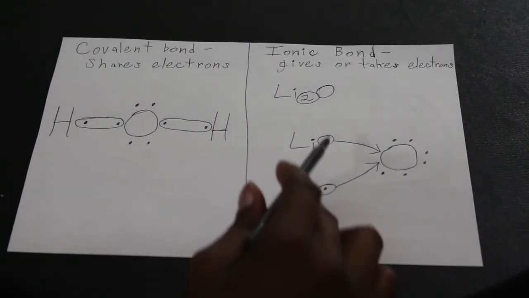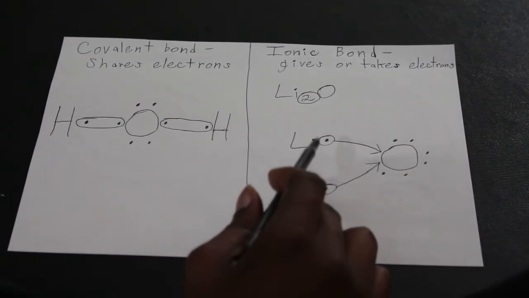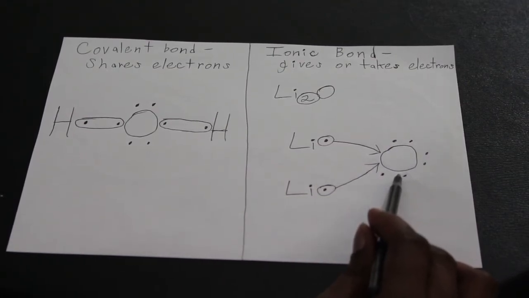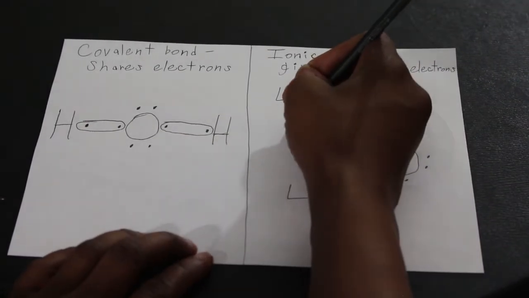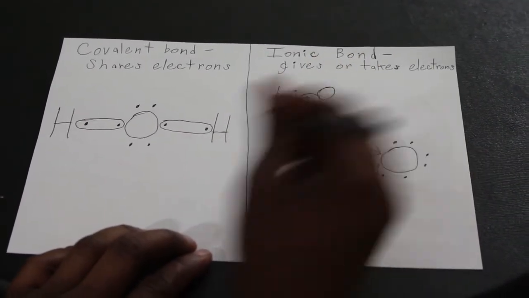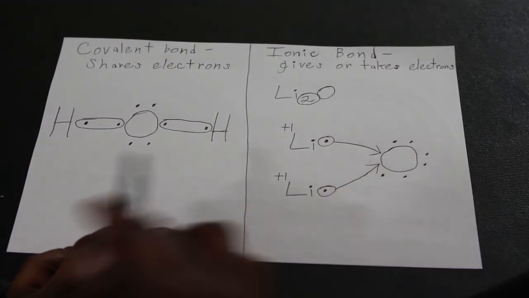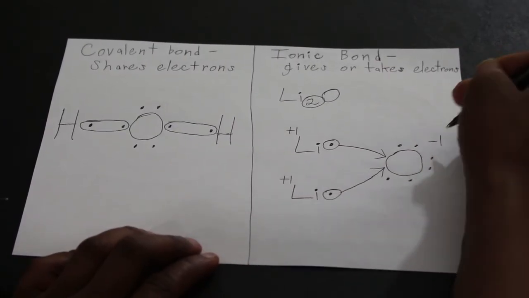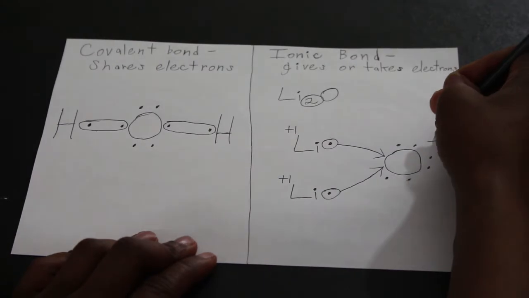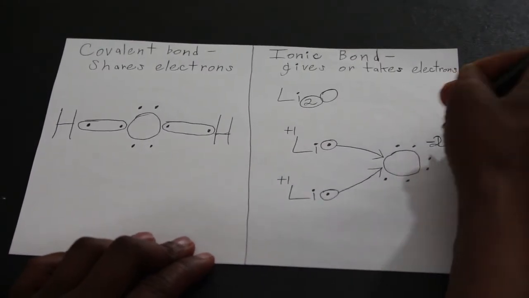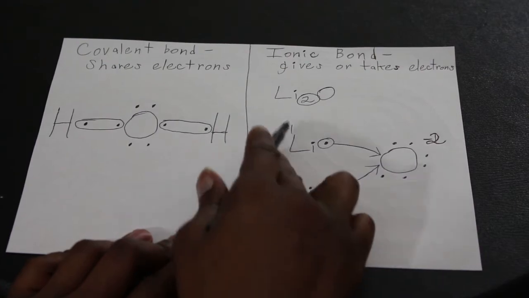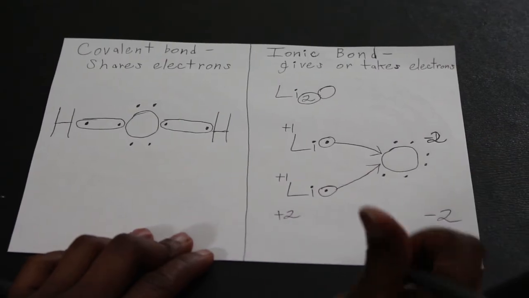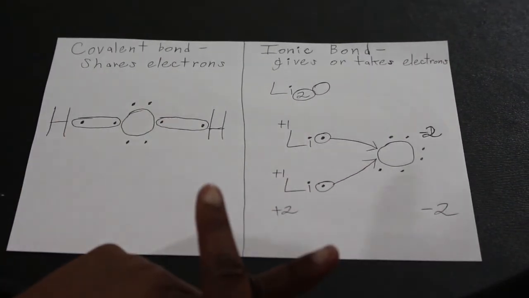So if I drew the Bohr model for it, you will see that lithium now only has 2 electrons in its outermost shell. Oxygen has 8 valence electrons in its outermost shell. Each lithium is going to get a positive 1 charge because they have 3 protons and now only 2 electrons. And each oxygen is going to have a negative 2 charge. So plus 1 and plus 1, that's positive 2. And then I have this negative 2. And guess what? These 2 charges cancel each other out.